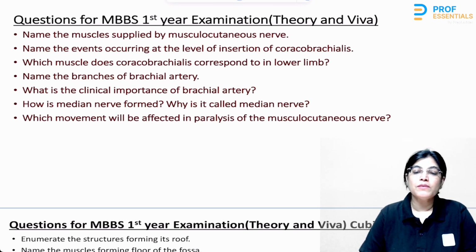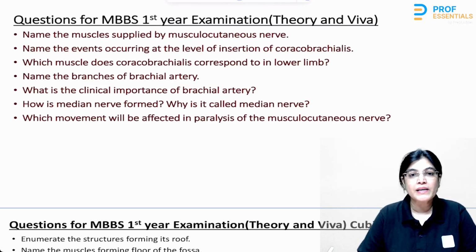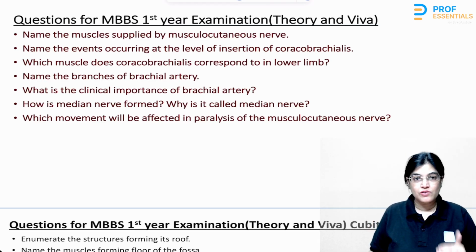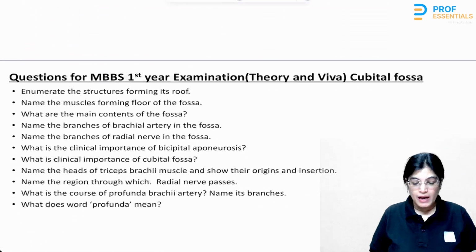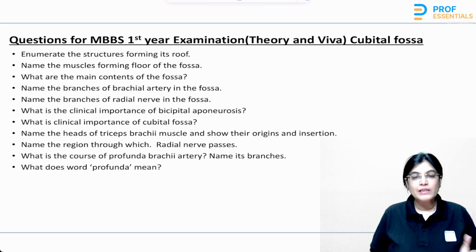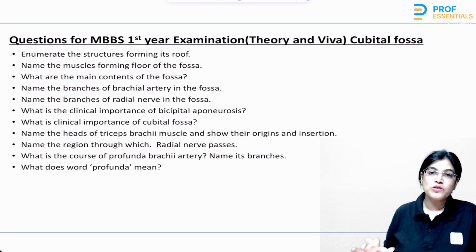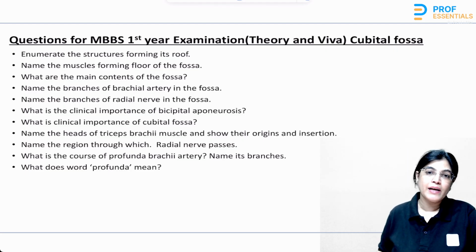You should be knowing the muscles supplied by musculocutaneous nerve and the events occurring at the level of insertion of coracobrachialis muscle. You should be knowing about the branches of profunda brachii artery, brachial arteries, and the clinical importance of brachial artery. I want you to see all these structures which are shown and the questions being asked. We should also study about cubital fossa, floor, contents, clinical anatomy. All these questions will be asked in the viva and the practical exam.